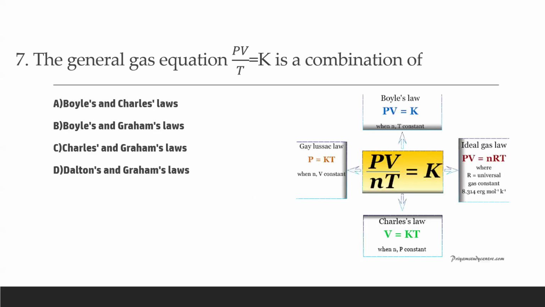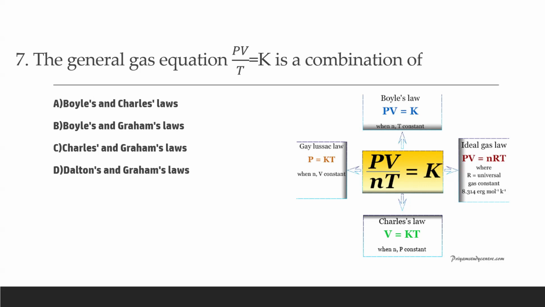So the answer is actually, look at Boyle's law. Boyle's law is PV is equal to K, while by Lewis' law, P over T is equal to K, where n and V remain constant. And for the ideal gas law, PV is equal to nRT, where R is the universal gas constant, and of course R is constant, which is 8.314.